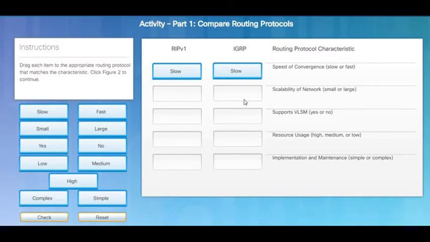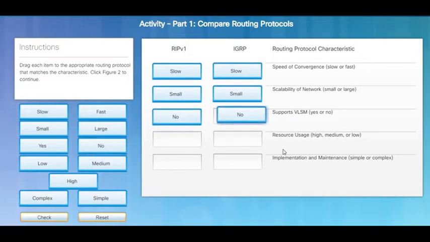We're just going to check the answers one time later. Scalability of network. Which size of network do they support? RIP v1 and IGRP, small or large? What do you think? Correct, they can only be used on small networks. Supports VLSM, variable length subnet masking. Do they include the subnet mask whenever they exchange routing information? Yes or no? We have no.